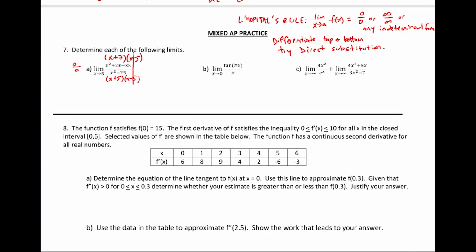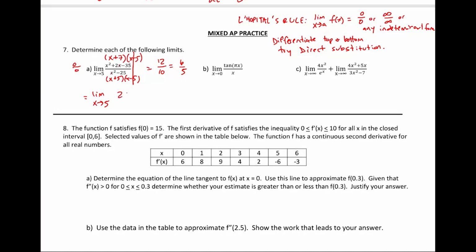You could cancel these out and then plug in the 5, in which case you'll get 12 over, what is that, 5 plus 5 is 10, right? So 6 over 5. So you would get that, but you don't have to do the factoring and canceling. If you want to avoid factoring and canceling and use L'Hopital's rule, you can just differentiate the top and the bottom.